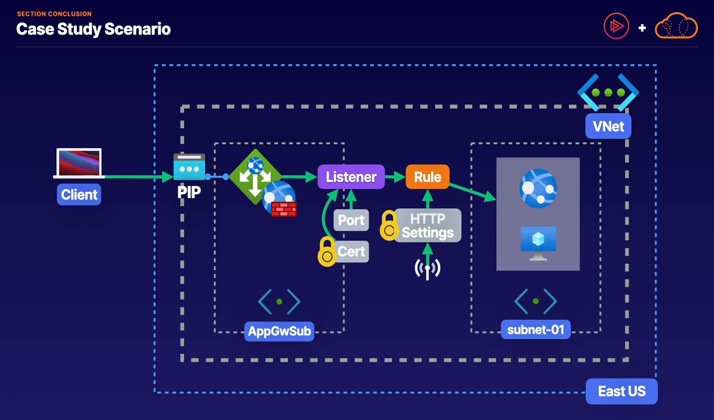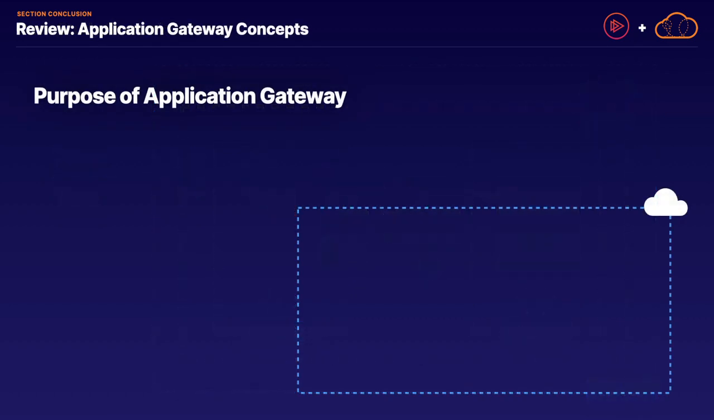Then, once we have all of those components tied into our routing rule, we route that traffic to those resources in our backend target, and we're able to send back that request to our client. So that's our case study scenario here. Let's use this case study scenario to review our Application Gateway concepts.